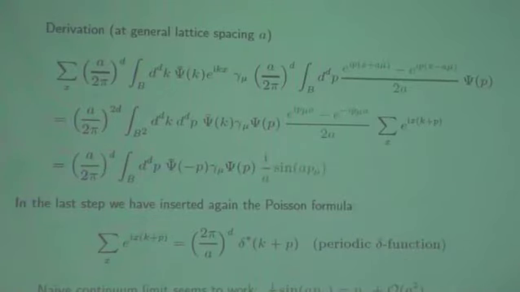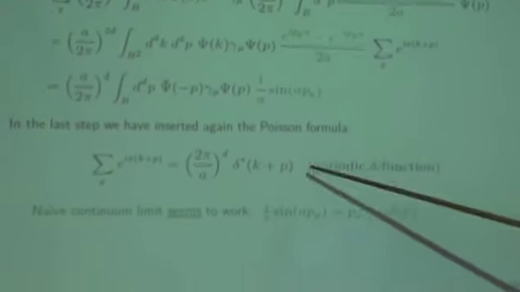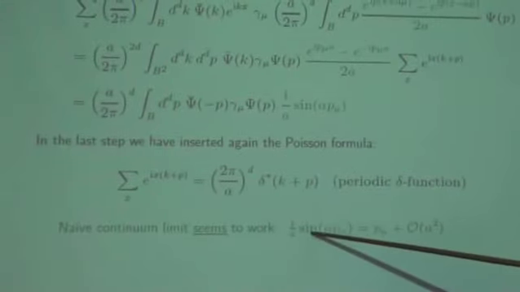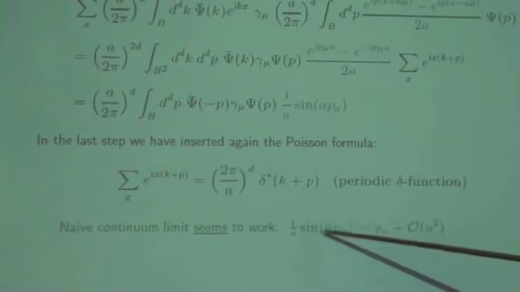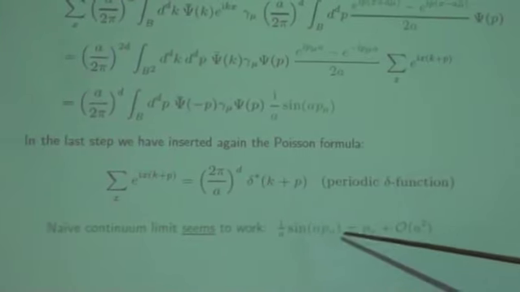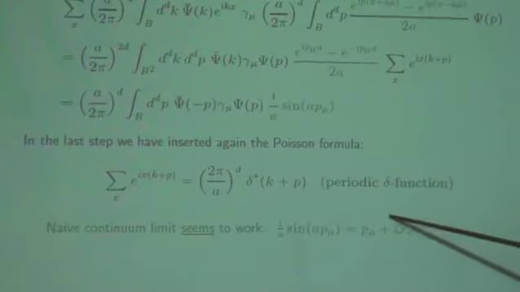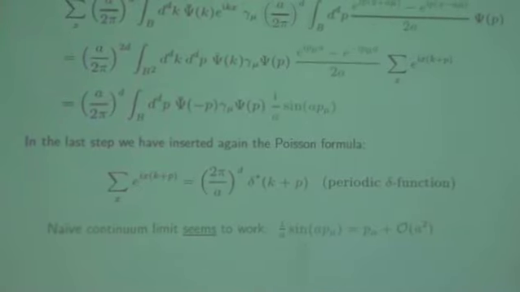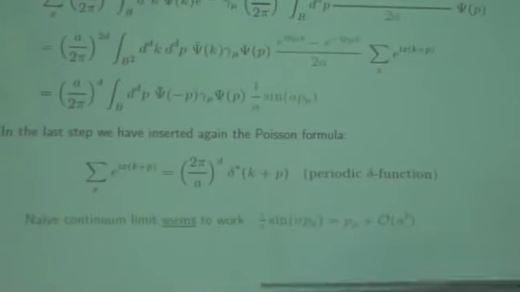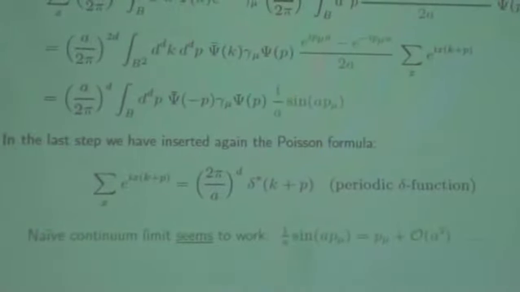And to start with, this looks quite reasonable. If we take a small, then this seems to reduce to the first term in the sine. We get the p mu plus some higher order terms which go away in the continuum limit. So at first sight, this looks quite reasonable. However, there seems to be a problem.